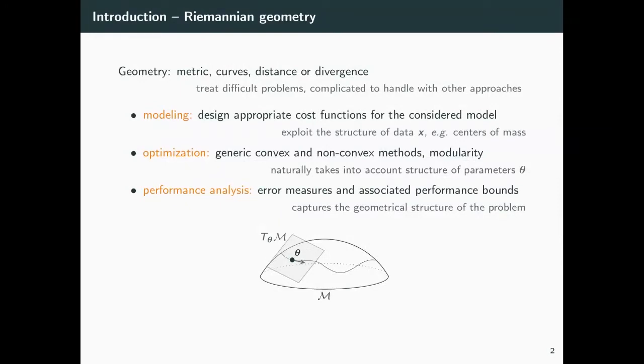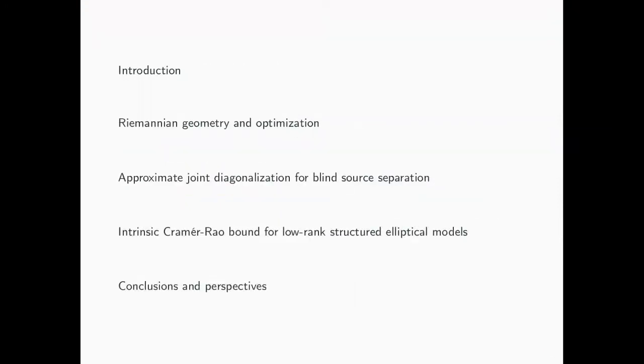In this presentation, I will first give you an introduction to Riemannian geometry and optimization, and then we will deal with approximate joint diagonalization and with some performance bounds for low-rank structured elliptical models. Okay, so first, the Riemannian geometry and optimization.